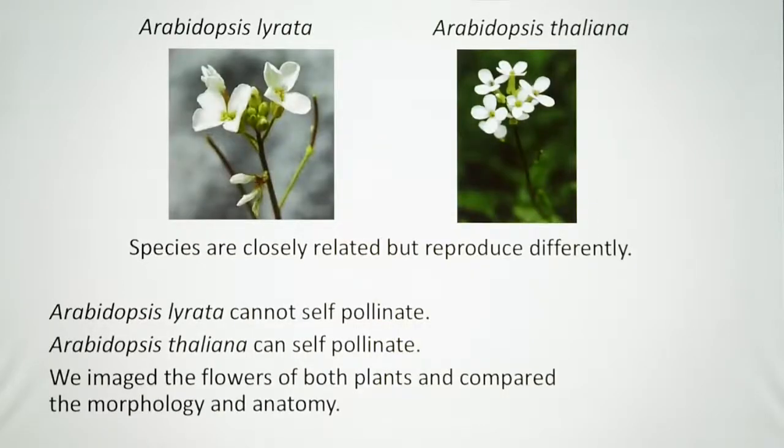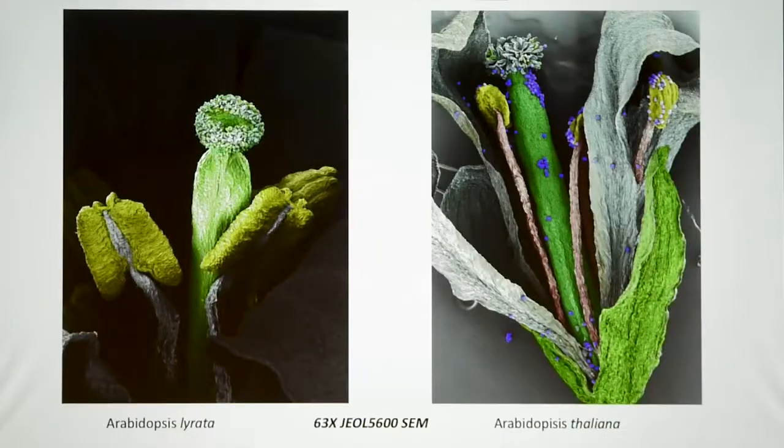So Mary's lab works with Arabidopsis lyrata and Arabidopsis thaliana. These species are very closely related to each other, but they reproduce in very, very different ways. In particular, Arabidopsis lyrata cannot self-pollinate, and Arabidopsis thaliana can self-pollinate, which sounds like a small difference, but it's a big deal when you're one of these plants. So we imaged the flowers of both these plants and compared their morphology and their anatomy. And that's where we came up with this picture that was then submitted for this great event today.